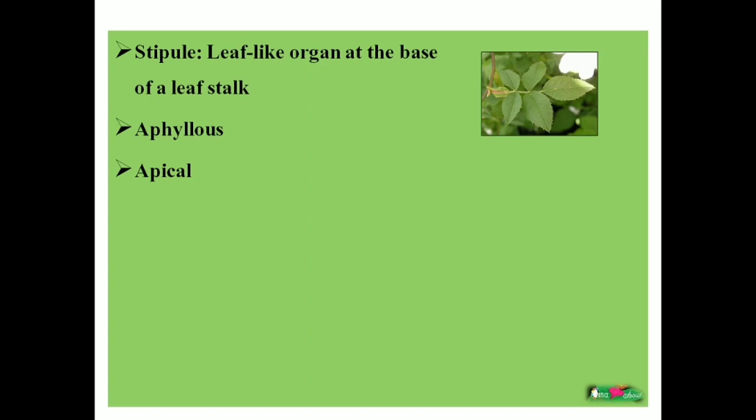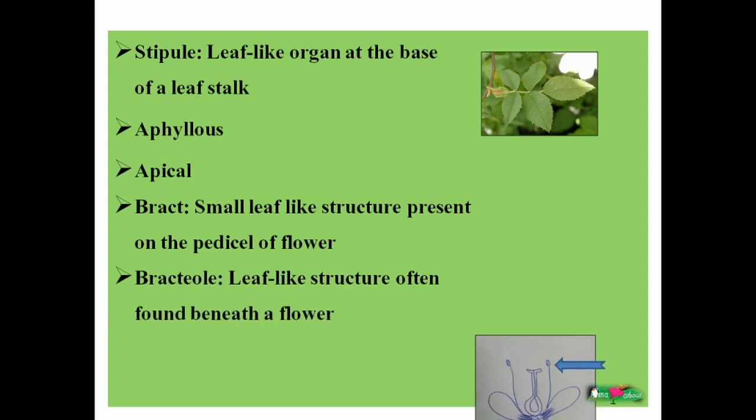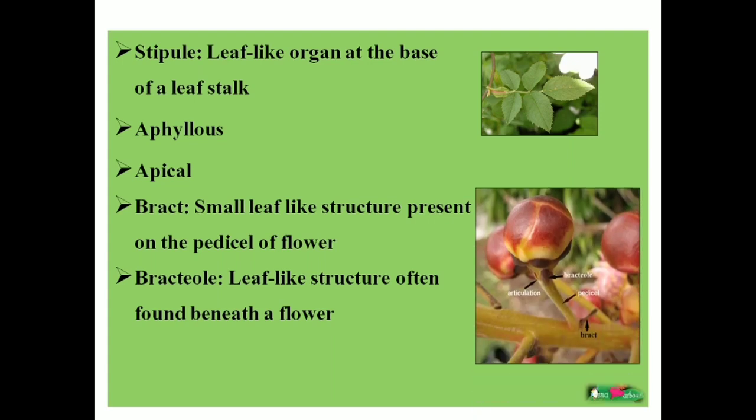Then bract and bracteoles, this is more important. These two things are related to the flower only. You can observe the image, which is self-drawn. Number 1 indicates bract and number 2 indicates bracteoles. You can easily observe here that bracteoles are beneath the flowers and the bract is located on the pedicel.